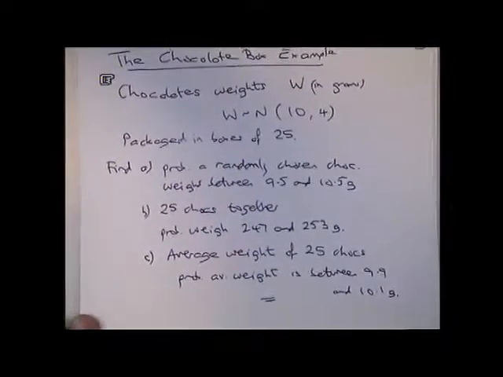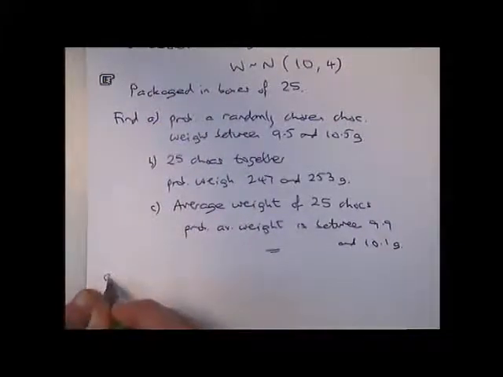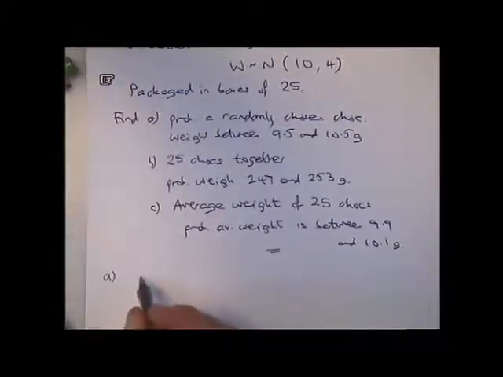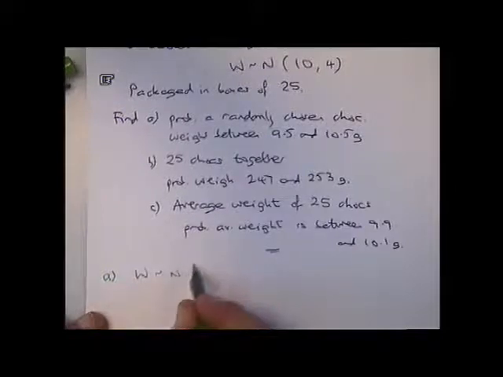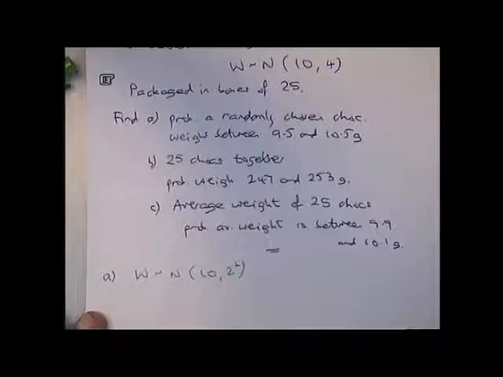So part A is nothing to do with the central limit theorem at all. Part A is just a normal probability question. So if we look at our part A, we've got W, normally distributed 10, and I'm going to write it as 2 squared this time rather than 4, because that gives you my standard deviation. And I want the probability that W lies between 9.5 and 10.5. And this time it really doesn't matter whether you put extra bars on there.